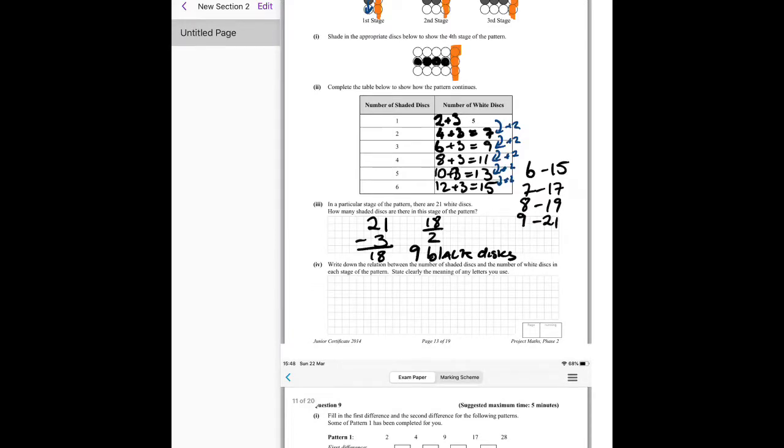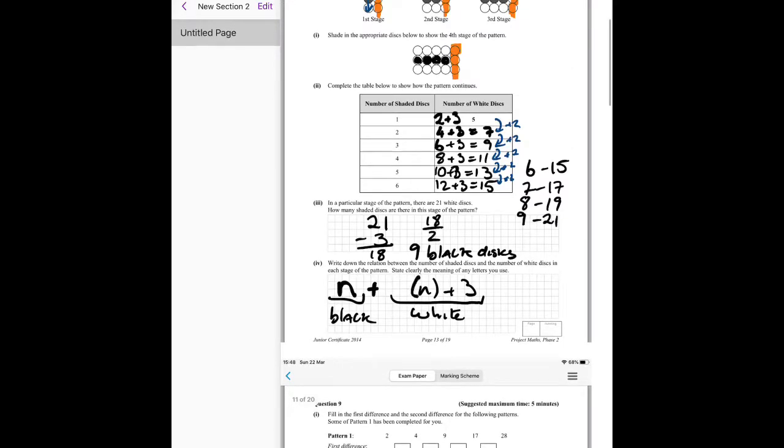So now we want to write down the relation between the number of shaded discs and the number of white discs. First, we could say that there are n black discs, because it starts at 1 and goes up in ones each time. Then the number of white discs can be represented, well, there's always twice the amount of white discs as black ones, plus another 3. So n is our black, and 2n plus 3 is our white. Oops, that should actually just be n plus 3, my apologies. And it should be 2n plus 3 for the total number of discs. So that's the total number.